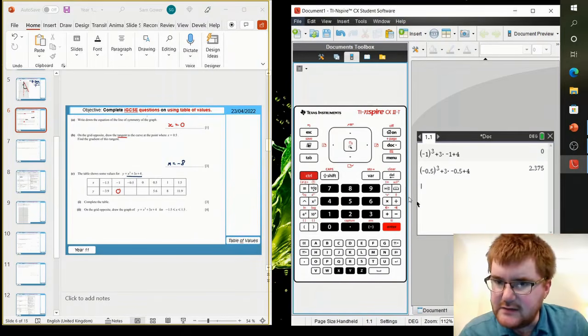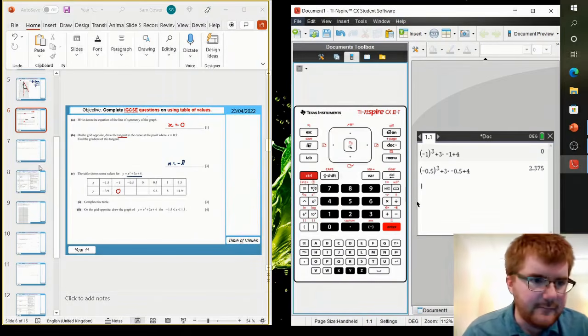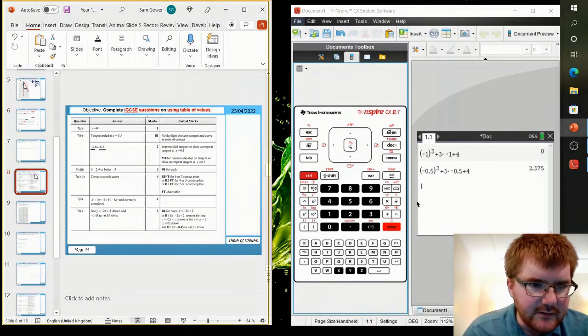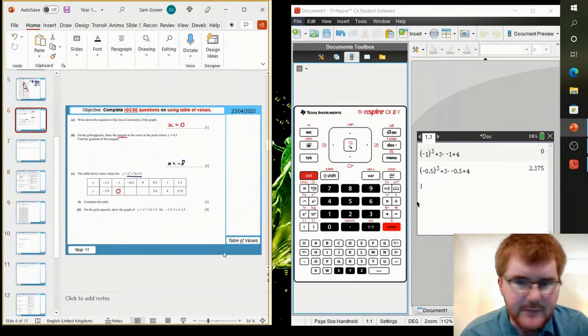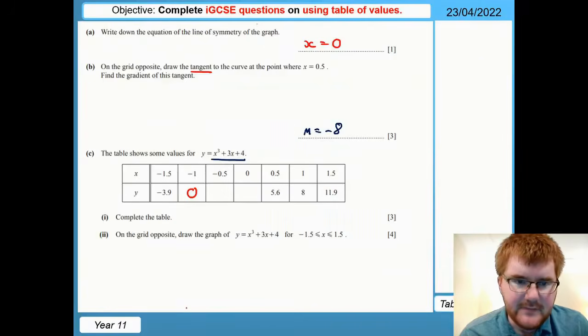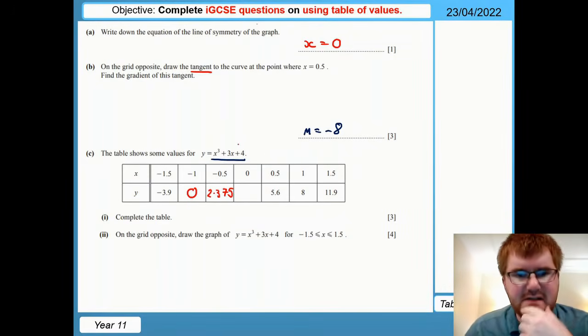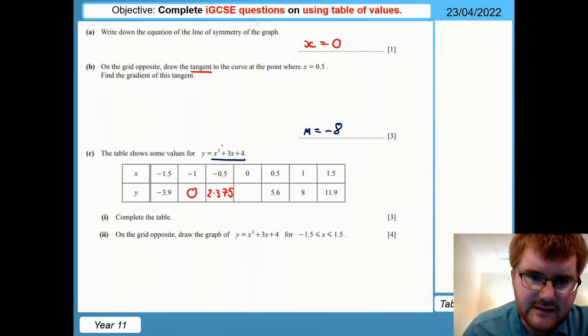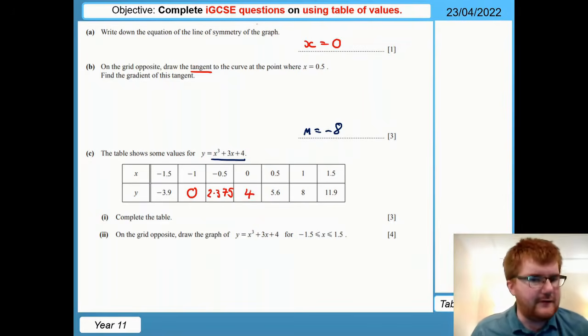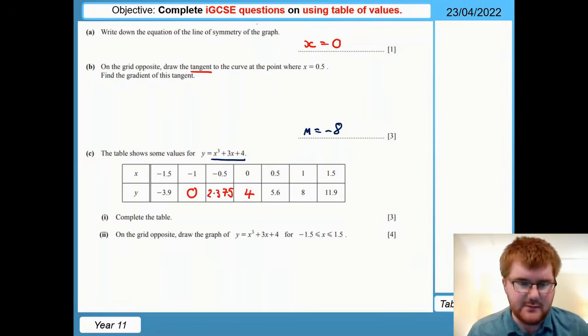Okay, I'm getting 2.375. Let me just double check this. Okay, 2.4 or better. Yeah, that's fine. I would write in the precise value, particularly something that doesn't require much rounding. And 0 here we can do a little bit of common sense, because when x is 0, this disappears, and we're left with 4. So notice you don't have to always rush to your calculator with these questions.